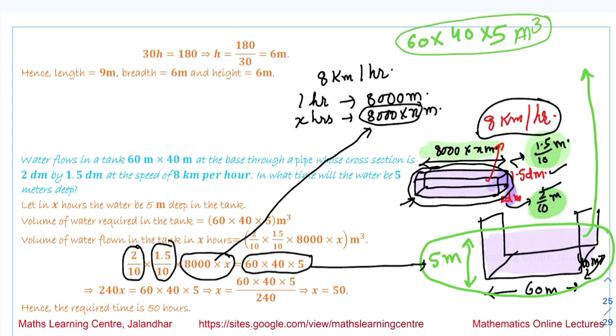So when we solve these values to find the value of X, we are getting it is 240. X is equal to 60 into 40 into 5. So the value of X we will get, it is equal to 50, and X we have considered, the X is the time in hours that is required to fill the tank up to the height of 5 meter. So we get that the time required is 50 hours. So in 50 hours this tank will be filled up to the height of 5 meters.